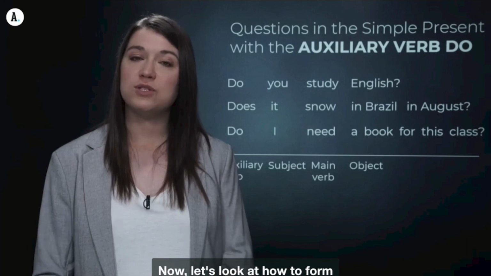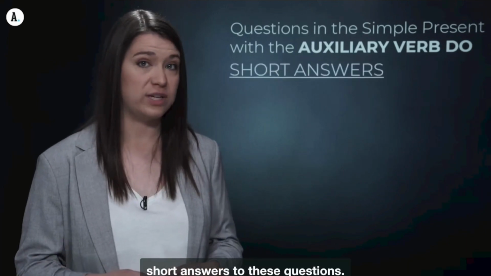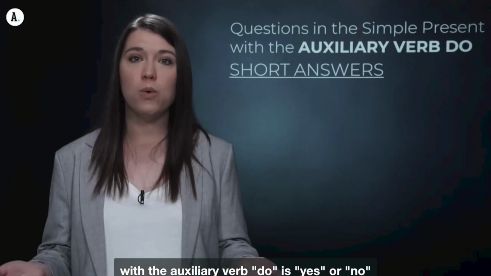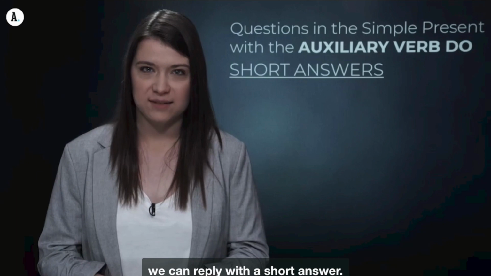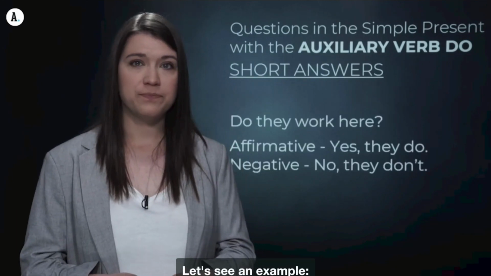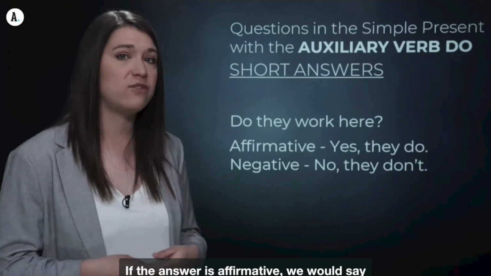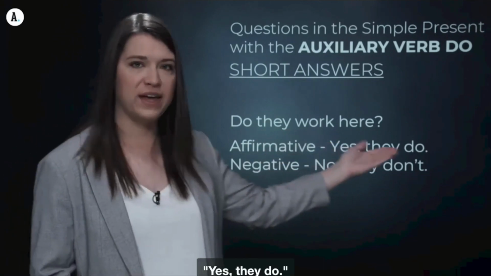Now let's look at how to form short answers to these questions. When the answer to a question with the auxiliary verb do is yes or no, we can reply with a short answer. Let's see an example. Do they work here? If the answer is affirmative, we would say, yes, they do.